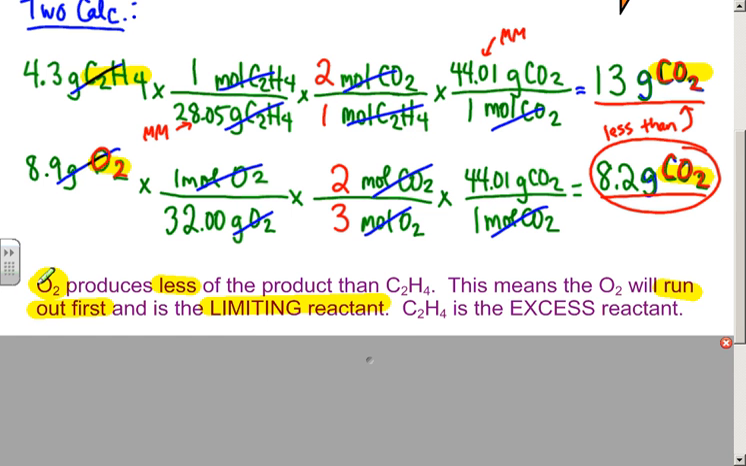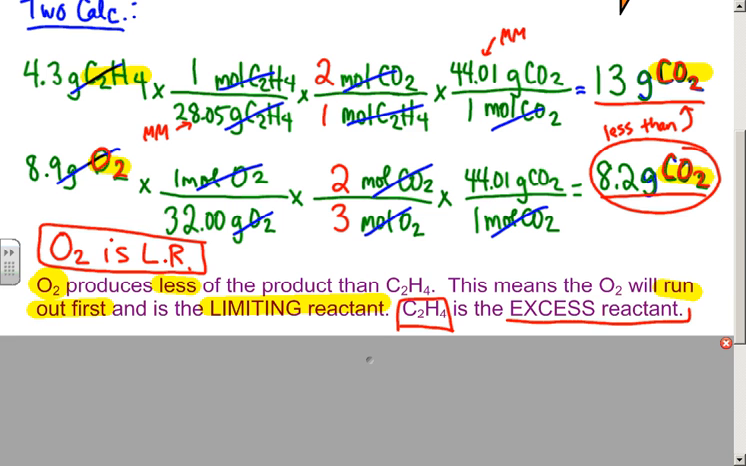To label this clearly in your problem, what you would usually do is after your calculations, label that oxygen is the limiting reactant. Box that in, that's your answer. The reason being because it produced less CO2 than the ethene did. If oxygen is the limiting reactant, then what that means is the other substance, the C2H4, must be the excess reactant. Okay, excess means what's left over at the end.